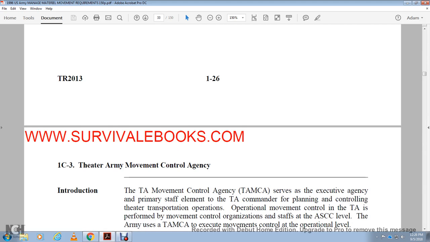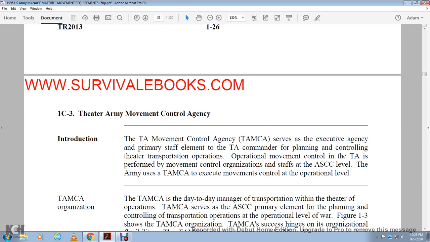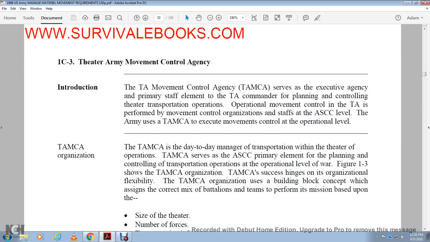Alright, 1C3, Theater Army Movement Control Agency. The Theater Army Movement Control Agency serves as the executive agent, the primary staff element of the Theater Army commander in planning and controlling the theater transportation operation. Operational movement control of the Theater Army is performed by the movement control organization staff of the Army Service Component Command level, or the Theater Army Movement Control Agency, to execute the movement control at the operational level. The Theater Army Movement Control Agency is the day-to-day manager of the transportation of the theater of operation.